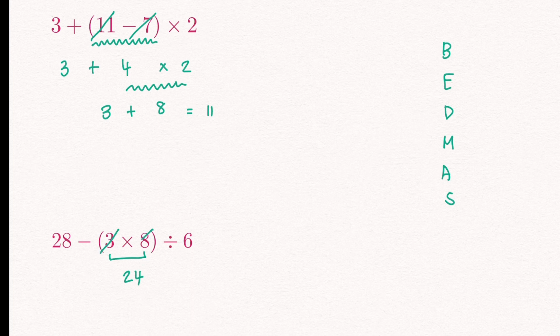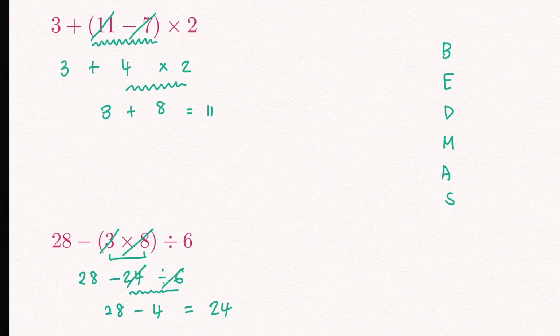24. And that's all done, so I cross it out. Then everything else needs to move down. So 28 minus, and the divide by 6. Now what do I do next? According to BEDMAS, division comes first. So I need to do 24 divided by 6. 24 divided by 6 equals 4. So that's all gone. And the leftover 28 with the minus sign. Right here, 28 and the minus sign needs to move down. And 28 minus 4 equals 24.